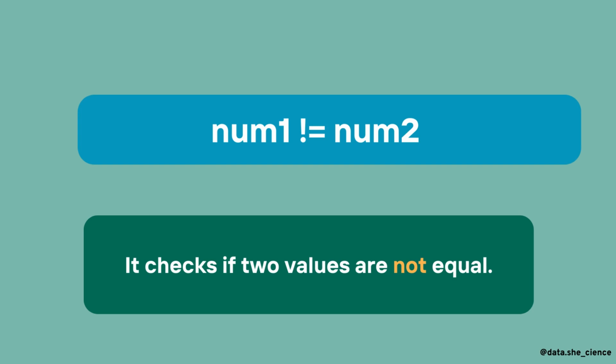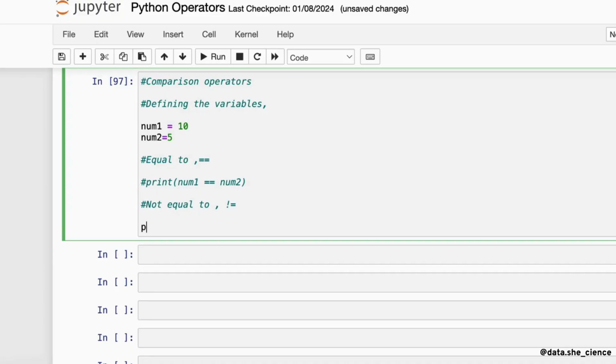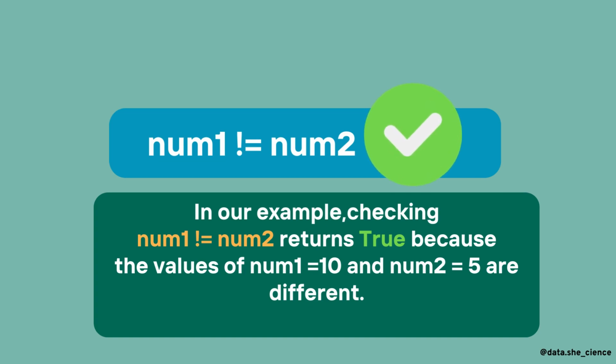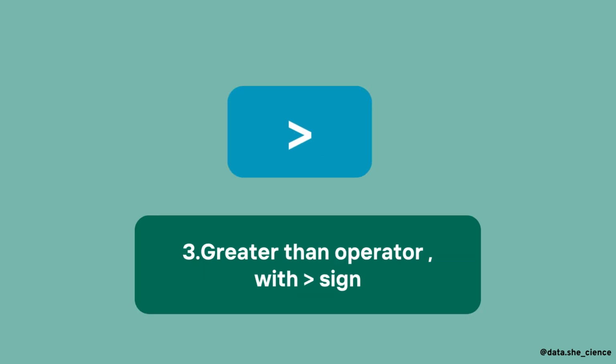Second, not equal to operator with exclamation mark equal signs. It checks if two values are not equal. In our example, checking num1 not equal to num2 returns true because the values of num1 is 10 and num2 is 5 are different.